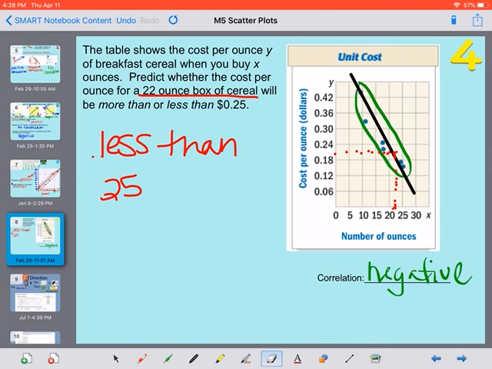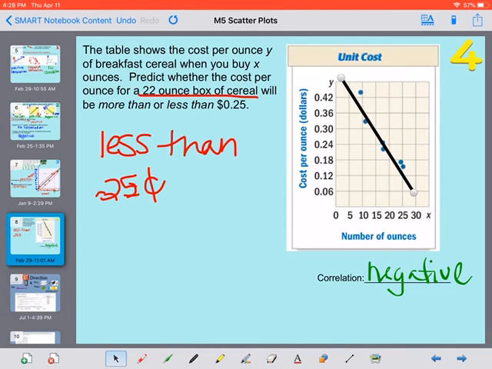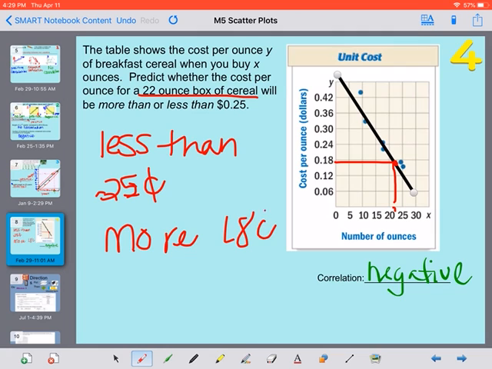Oops, I guess cents we can put after. Come on, 25 cents. Based on our line of best fit. Now, if you drew your line of best fit a little bit differently, if yours was maybe more this way, like this, even if you're still at 22 ounces and follow to the line, you're still going to be less than 25 cents. It'll be more like 18 cents per ounce.